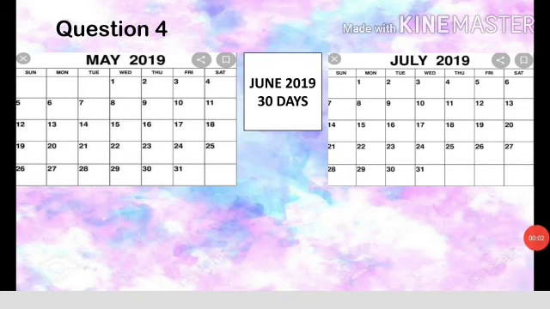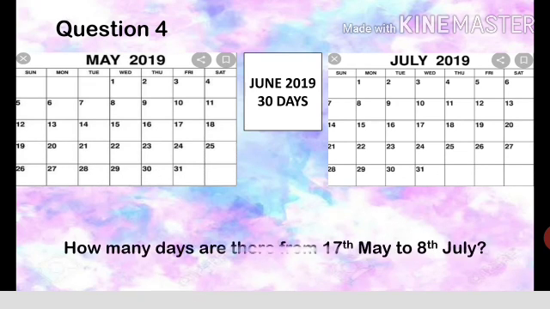Here the months May, June, July, 3 months were given. So let's see what is the question given here. How many days are there from 17th May to 8th July? So they are asking from 17th May. So before 17th, till 16 I don't want. From 17th only you have to take into account. June month fully is there, and in the month of July you have to consider 8 days.